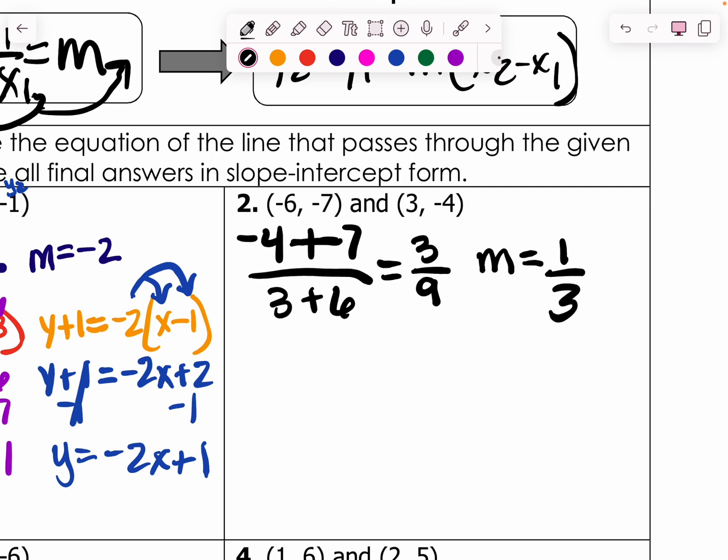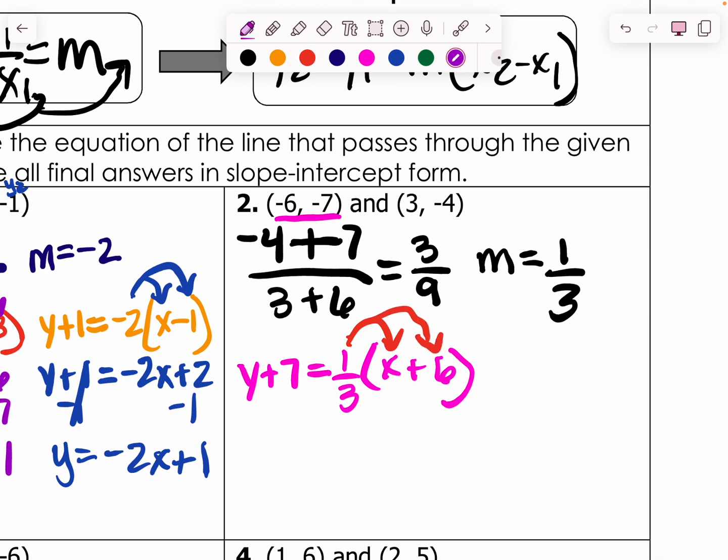Can we use the first point? Yeah, 6, 7. Yep, let's use 6, 7. So we get y plus 7 equals 1 over 3 times x plus 6. Do we all understand why it's plus here? Because it's a double negative. Yep, good. Okay, let's distribute.